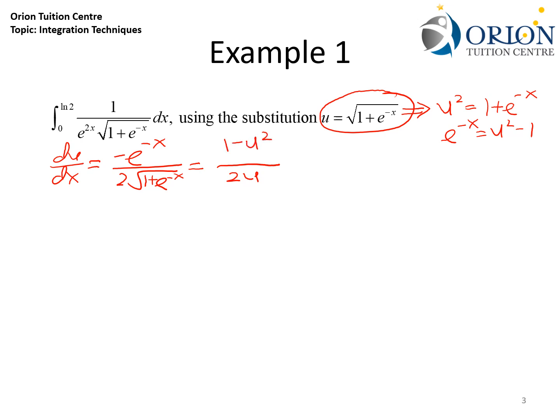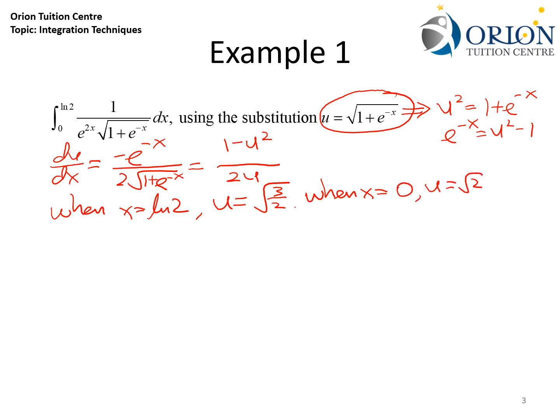Now the next thing we need to do is to change the limits. When x is equal to ln 2, u will become square root of 3 over 2, and when x is equal to 0, u will be equal to square root 2. So now we have all the substitutions required. Let's make all the changes.